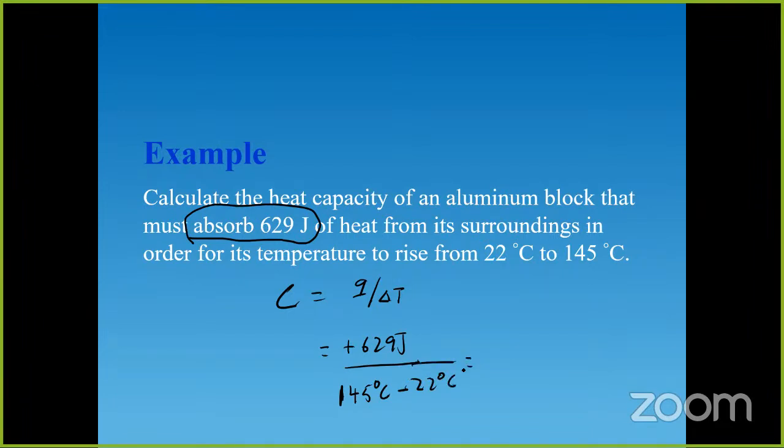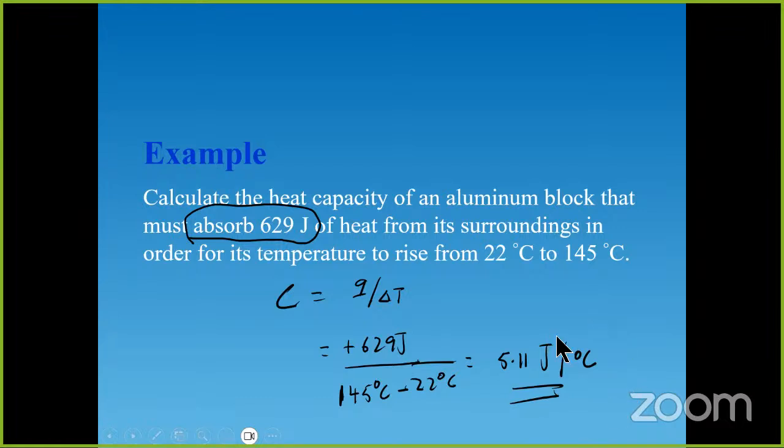And then we do the calculation. So let me do the bottom part first. 145 minus 22 gives you 123, and then divide 629 by that. According to my calculations, this works out to be equal to 5.11, and the units here would be joules over degrees Celsius. And that would be the answer. So that's a relatively simple problem, which I was actually making more complicated than it should be.